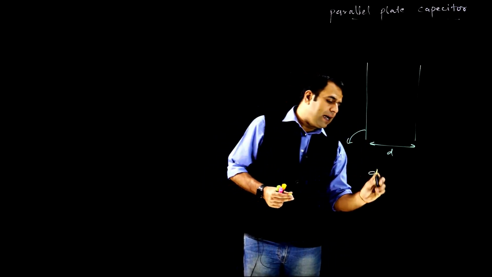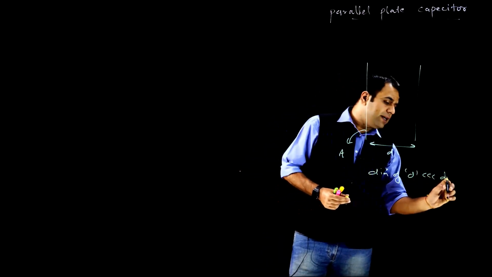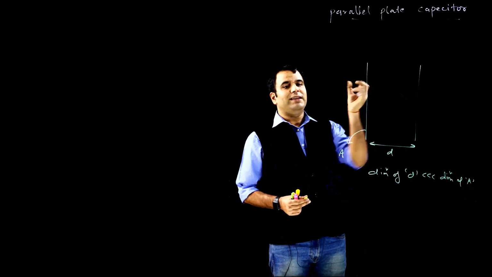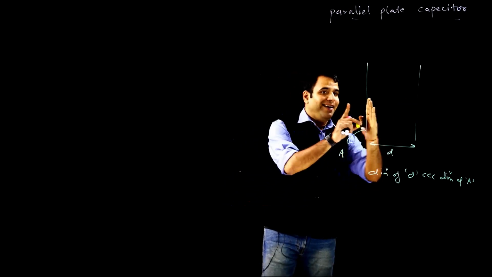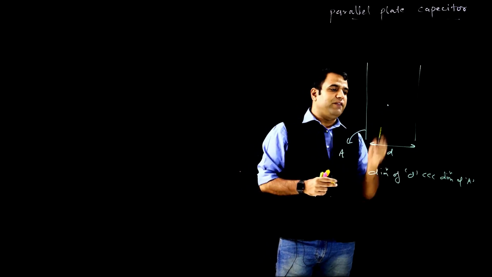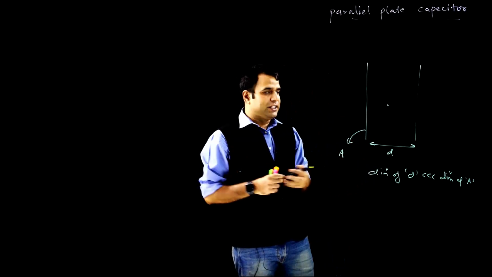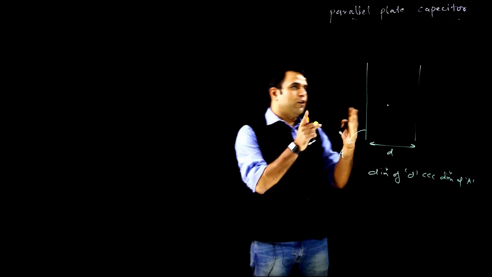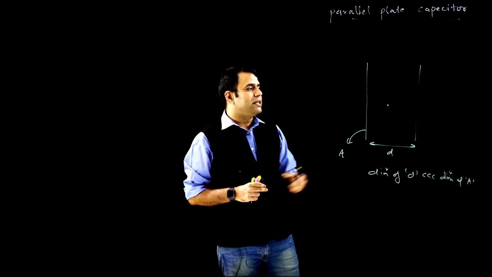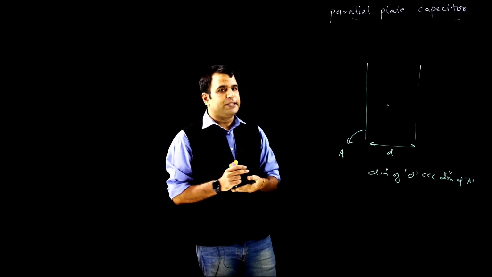One thing: the dimension D is very small compared to the dimensions of A. So basically this distance is very small compared to the width and the length of these plates. So they are very nearby, so that for any point inside, if you see the plates from this point, they will look like they are of infinite dimension. Only for understanding purposes, I have made this a little bit far away, but in a parallel plate capacitor the distance between the plates is very small. Okay. So we want to calculate the capacitance for this.